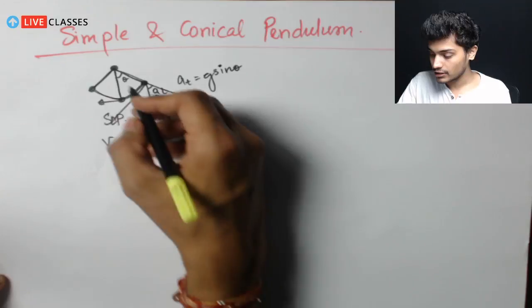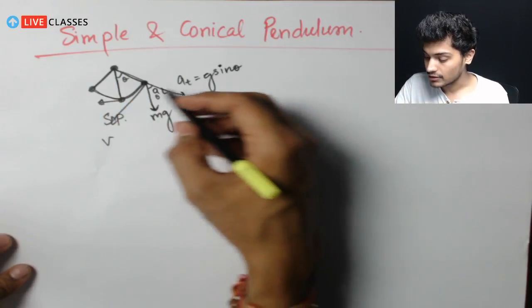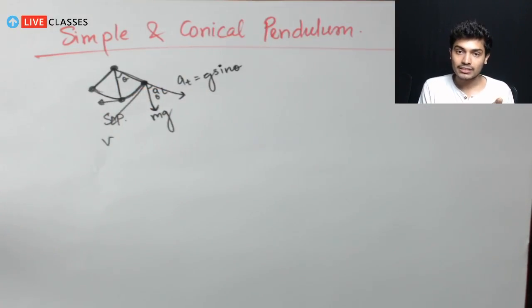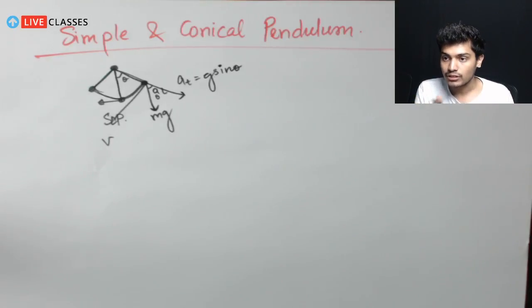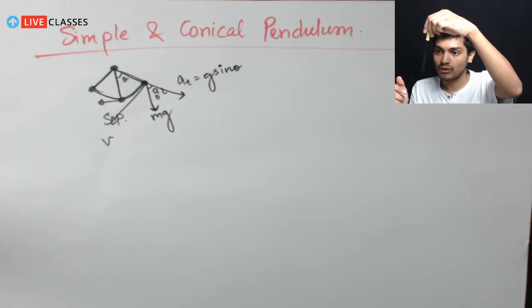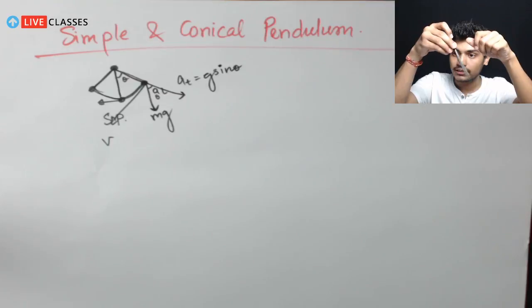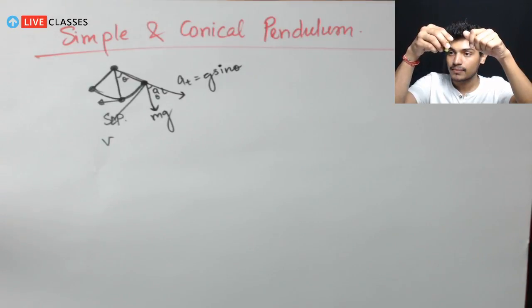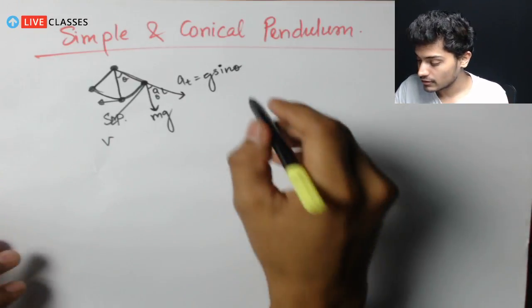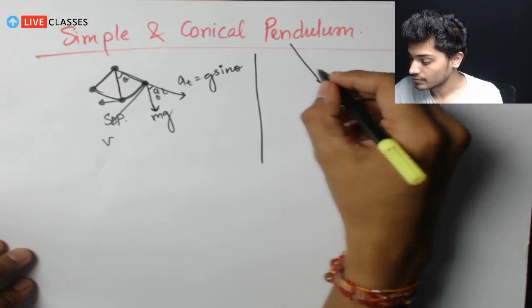So this is our simple pendulum, and in a simple pendulum, motion basically occurs in a vertical circle like this. And let's see the concept of the conical pendulum.